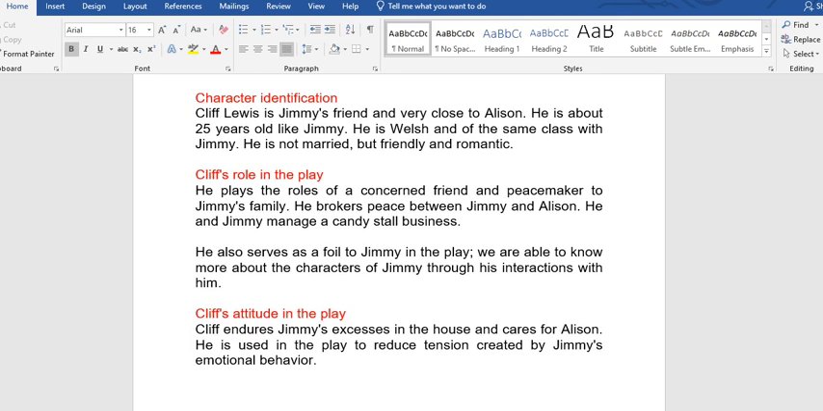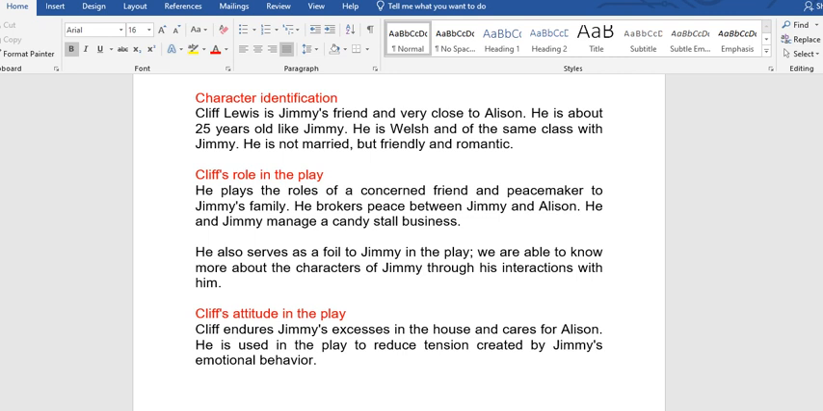Character identification. Cliff Lewis is Jimmy's friend and very close to Alison. He is about 25 years old like Jimmy. He is Welsh and of the same class with Jimmy. He is not married, but friendly and romantic.